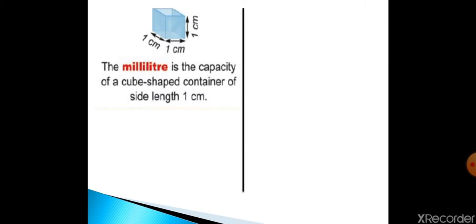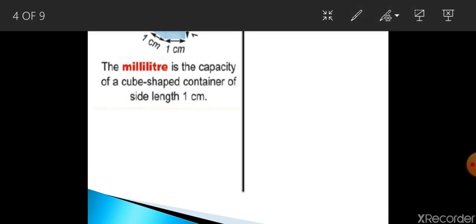So when I have this small cube with 1 centimeter each, and I want to consider it as a unit of measuring capacity for the small things like the perfumes, like the medicine or something like this, I use this unit. It's called milliliter. It's called milliliter, and it is the capacity of a cube-shaped container of side length 1 centimeter.